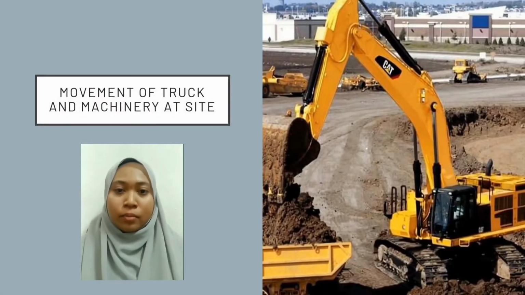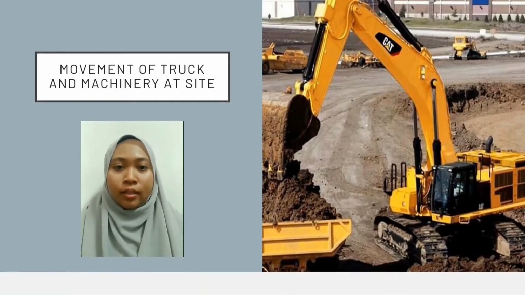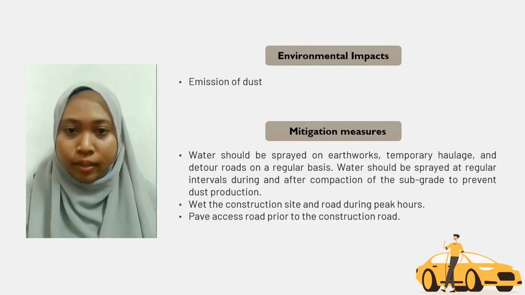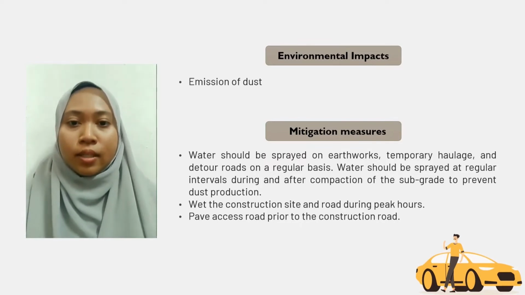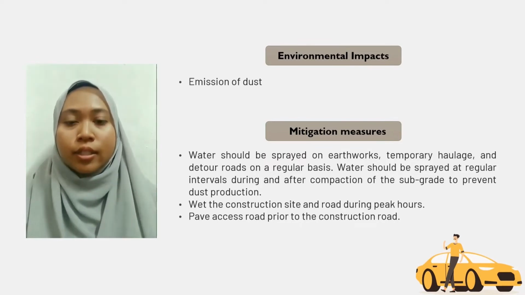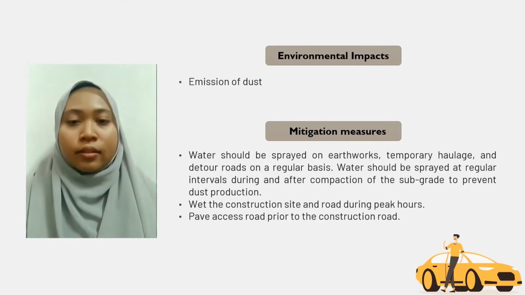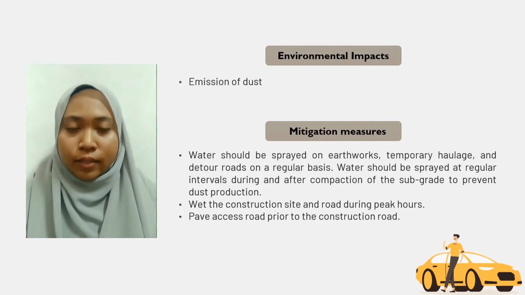Next is the movement of truck and machinery at site. The movement of truck can lead to emission of dust to the environment. The dust can give significant impacts to the environment like soil erosion, loss of plant tissue, and reduced photosynthetic activity. There are a few mitigation measures for this activity.